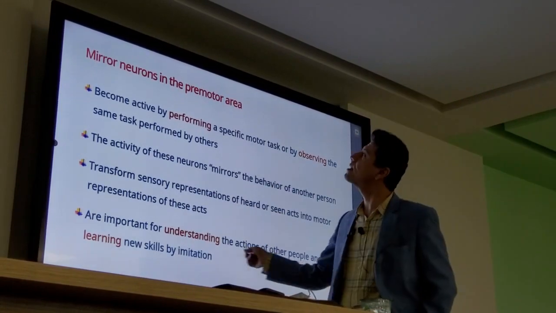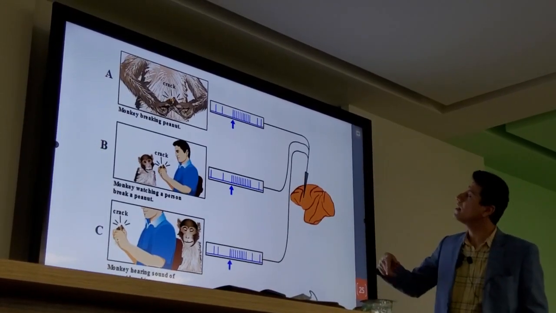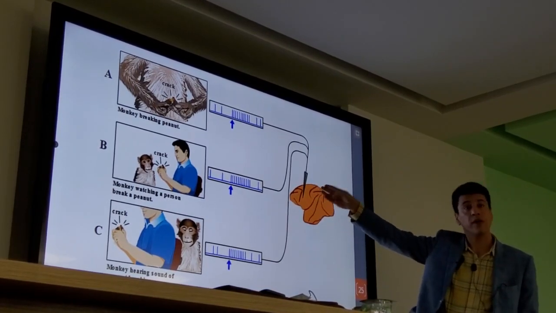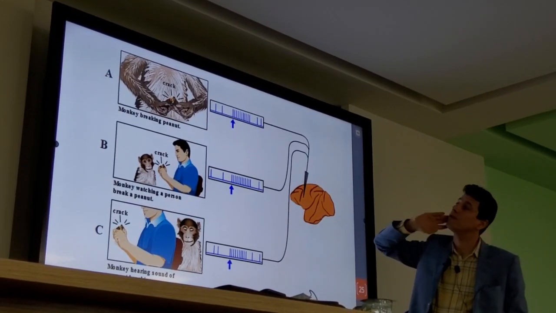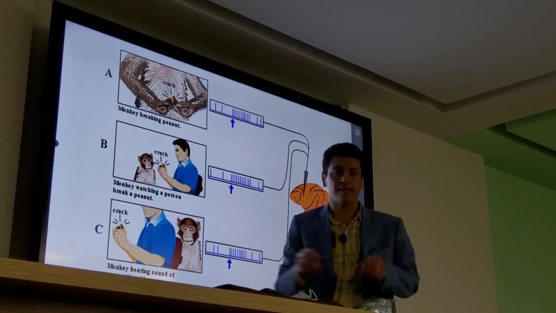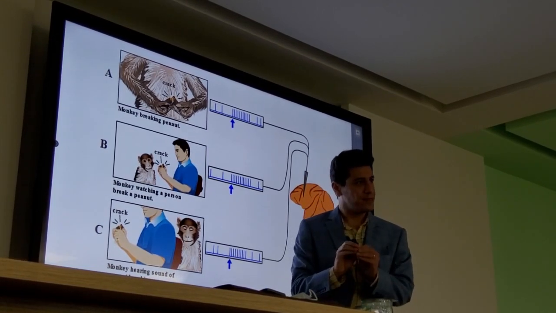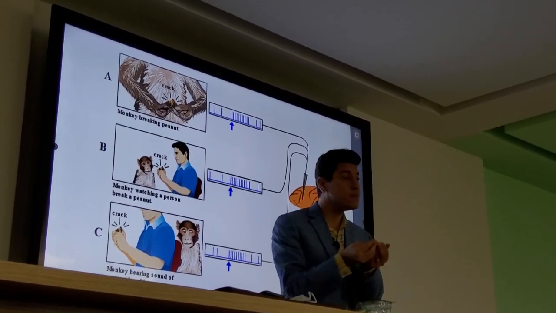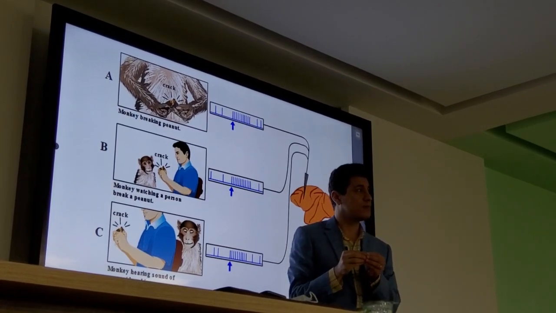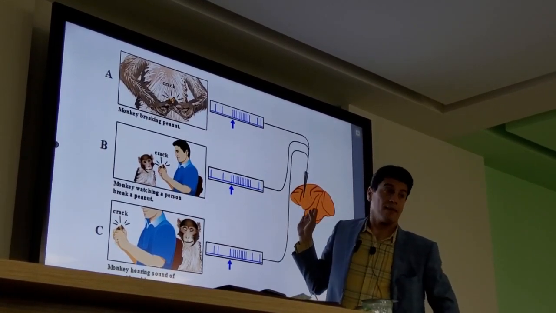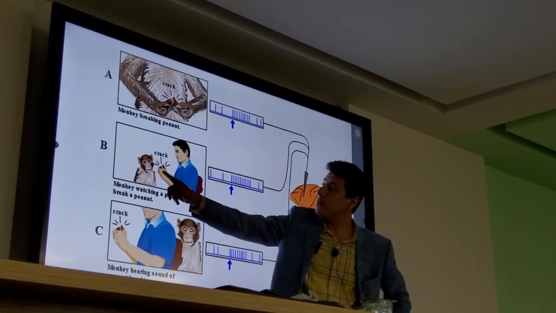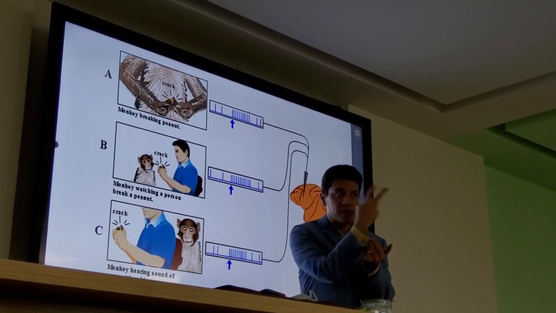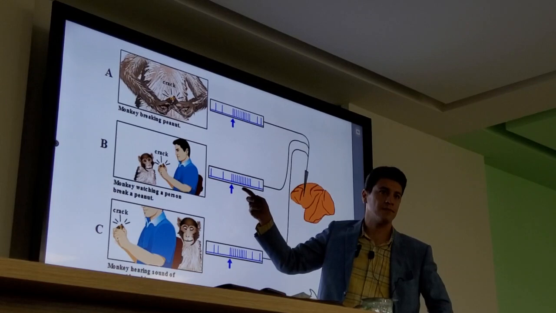Okay? So now let's see an example here. There's a monkey here. So we have some neurons in the premotor cortex, and we are recording the action potential generated by this neuron. So the monkey is cracking a peanut. Okay? So the monkey is performing the action. In the planning phase, this neuron is activated. But we are recording the same neuron, and the monkey observes that a person is cracking the peanut. So the monkey only observes that. The same neuron is active.